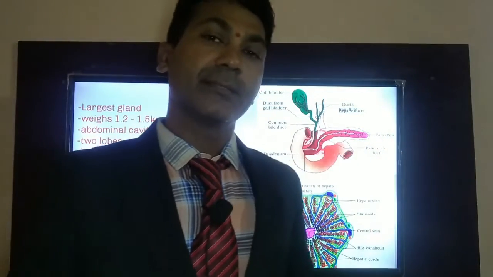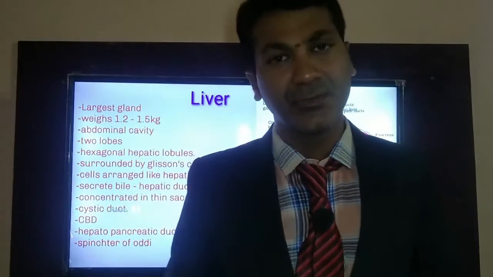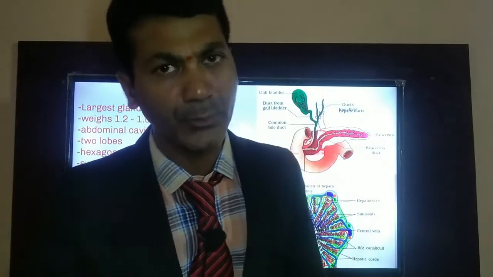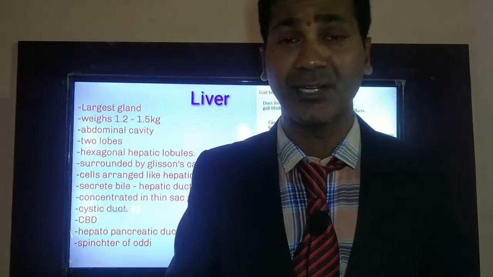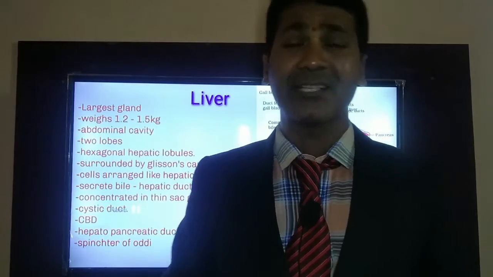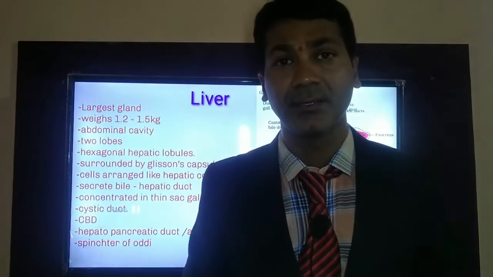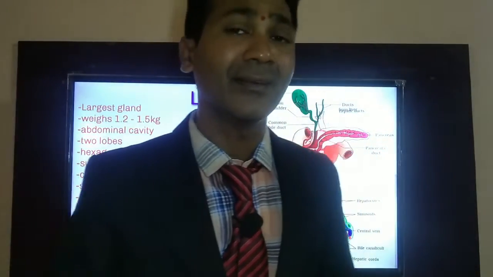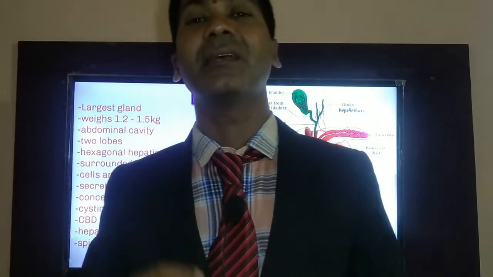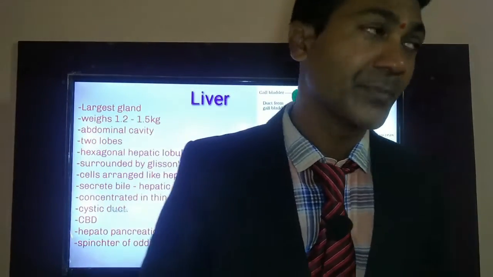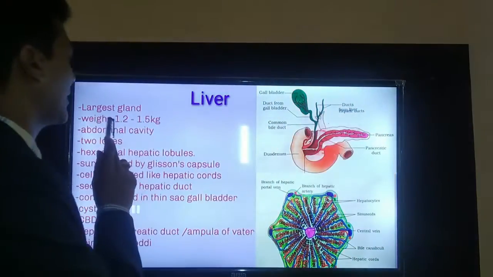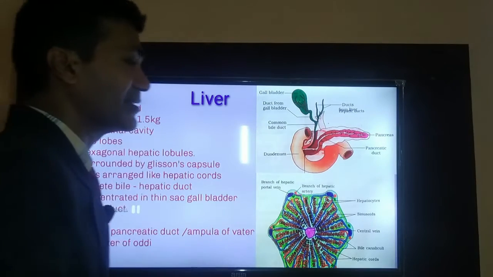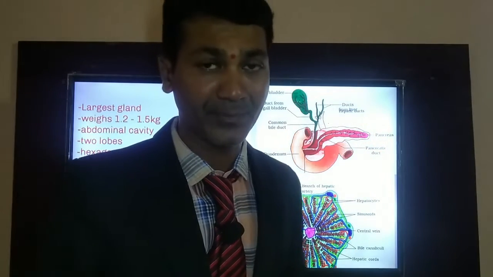My dear students, as part of the digestive system, now I am going to explain the structure of the liver and its function. As we know, the human body consists of a number of glands. Among those glands, the liver is considered the largest gland, which weighs 1.2 to 1.5 kg in an adult human.